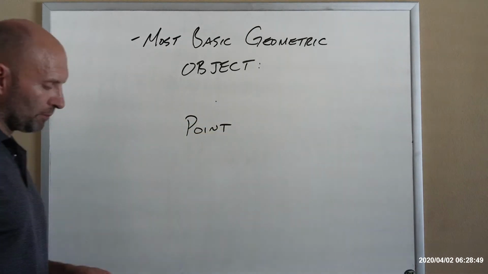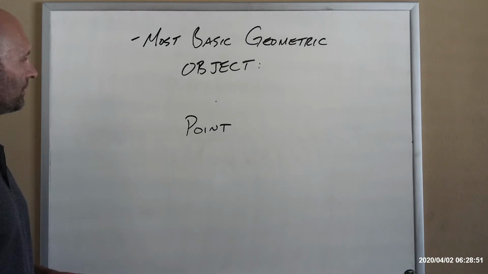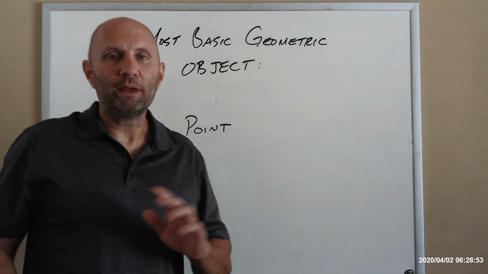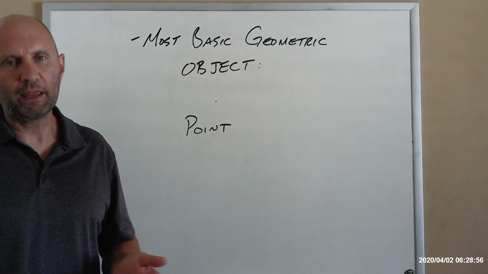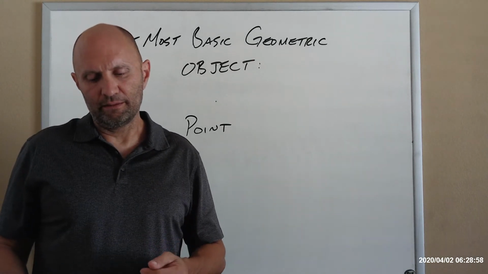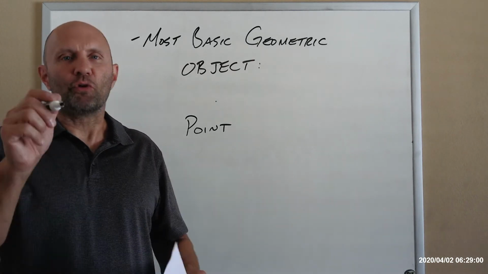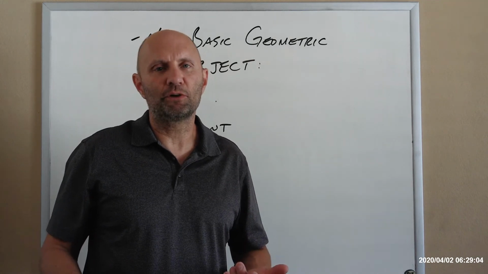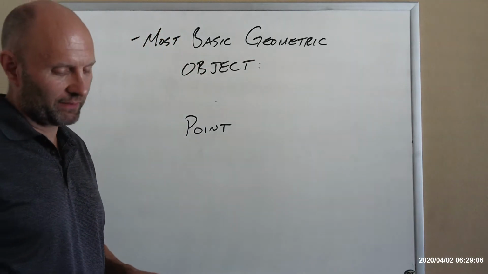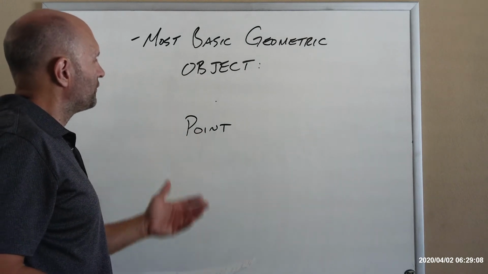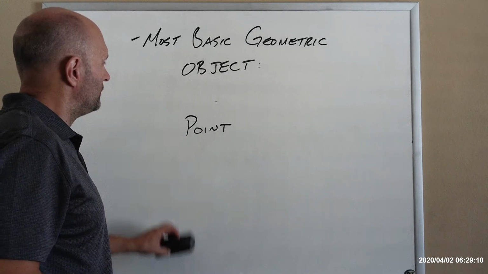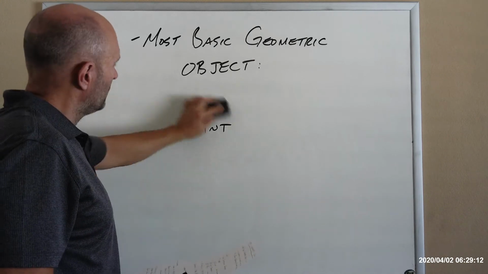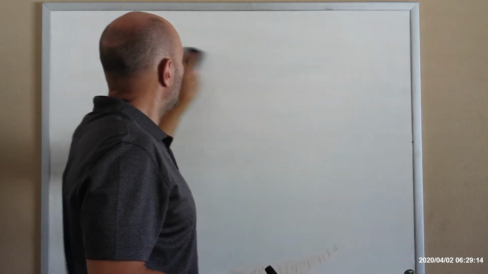So a point is the most basic geometric object. Technically, a point has no dimensions. So no length, no width, no height. Yes, if we draw a point, it looks like it would have some dimensions, but technically from a geometric standpoint, we say that it doesn't have any dimensions. However, it's the building block of all of our different geometric features. So next, we're going to talk about lines.